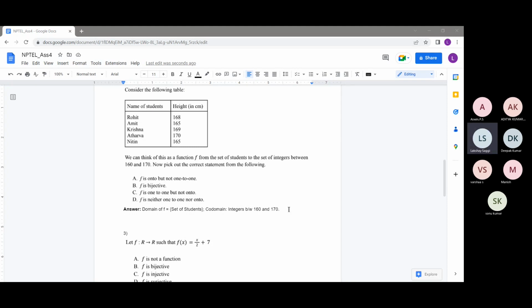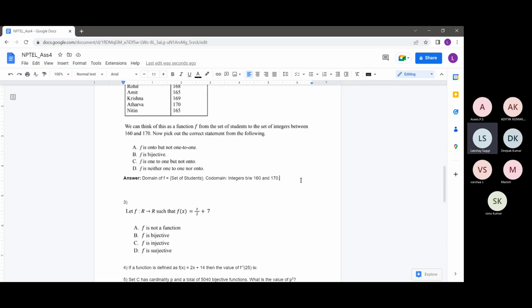So Aditya is saying that the correct answer is option D. Let's just come to that. What will be the correct answer? I don't know. I'll just solve it with you guys.